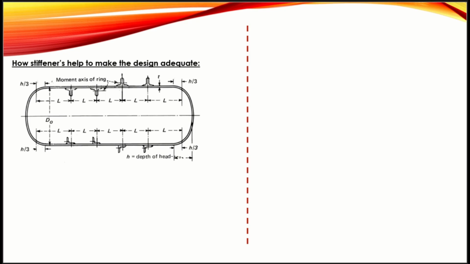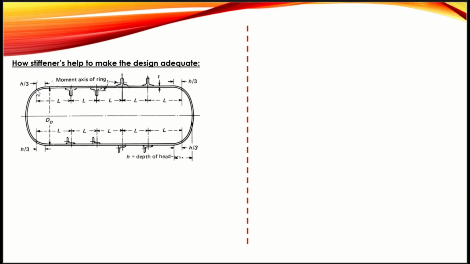So that's why I added stiffener rings here. You can see internal stiffener rings and external stiffener rings. You can use either internally or externally by welding to the vessel. So that's why I added the stiffener rings here, to reduce the unsupported length into equal supported lengths.